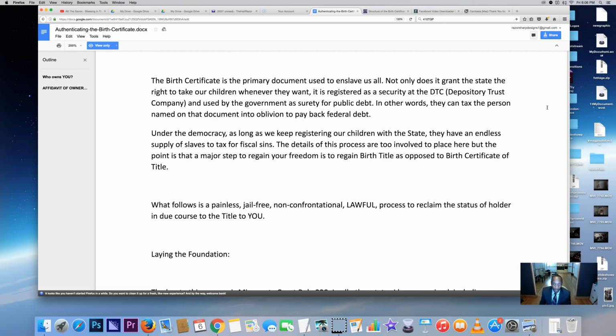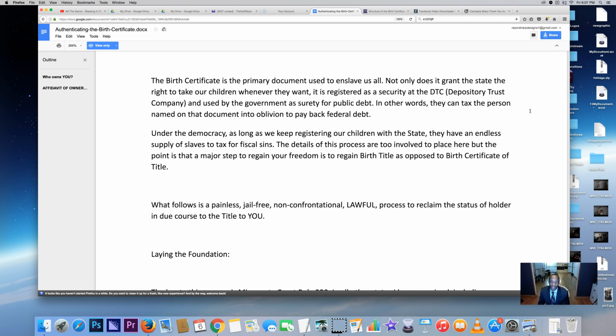The birth certificate is the primary document used to enslave us all. Not only does it grant the state the right to take our children whenever they want to, it is registered as security at the DTC, the Depository Trust Company. I know everybody's stuck on the TDA and stuff like that, but not a lot of people are familiar with the DTC. It is used by the government as a surety for public debt. In other words, you can tax the person named on that document into oblivion to pay back federal debt. Under the democracy, as long as we keep registering our children with the state, they have an endless supply of slaves.